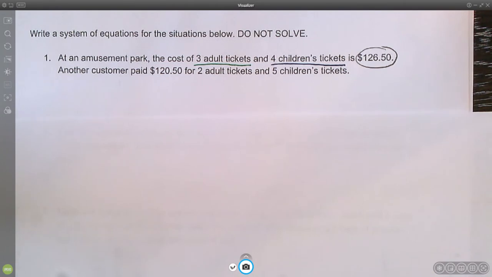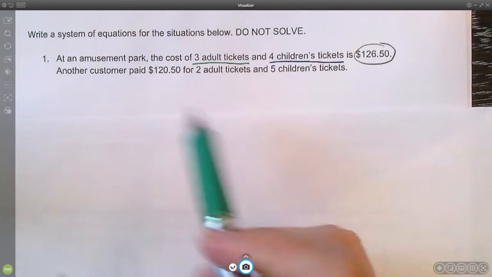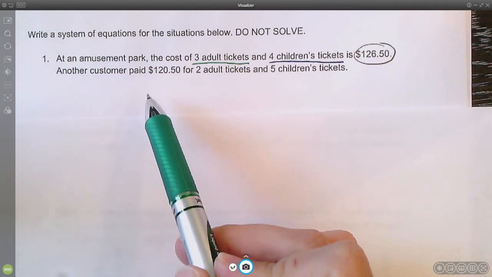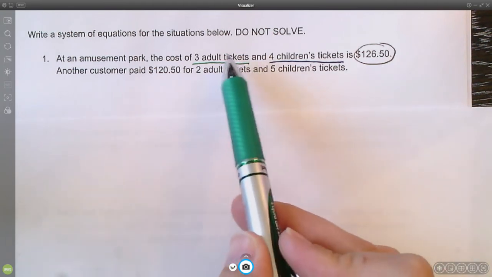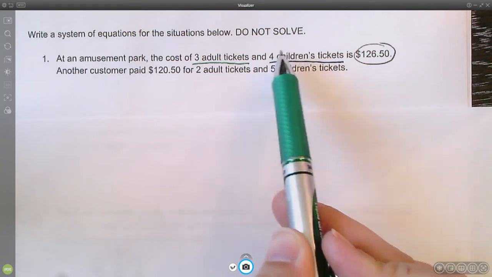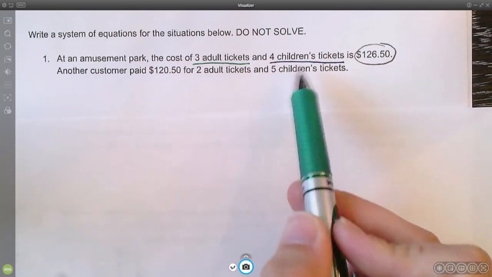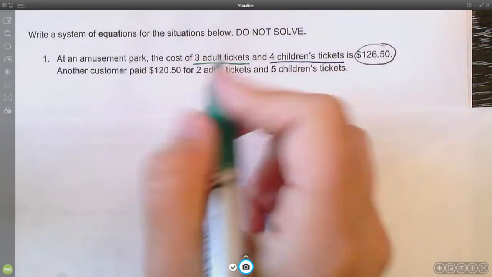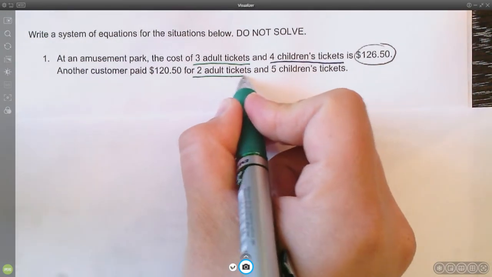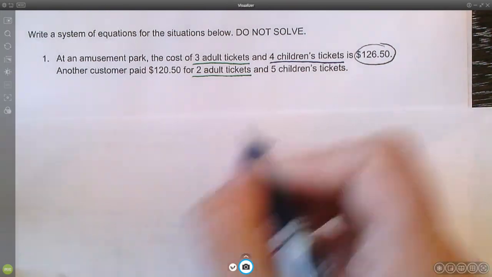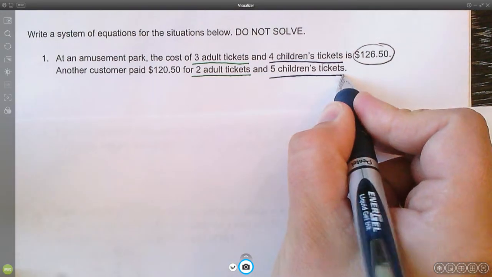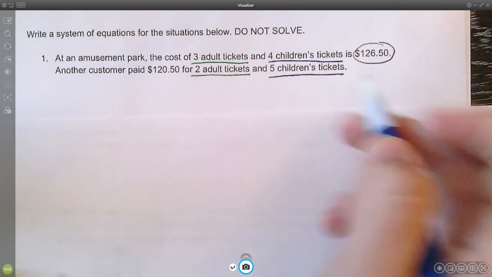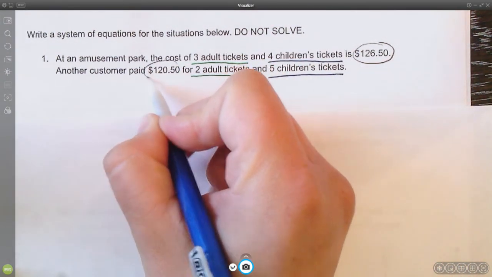So you're usually going to have two different situations. The first situation is the first person bought 3 adult tickets and 4 children's tickets for this. Then the second person, that's kind of our second situation: 2 adult tickets, 5 children's tickets, and that cost, oh, well, it's not back here. It's okay. They just put it at the beginning, not a big deal.